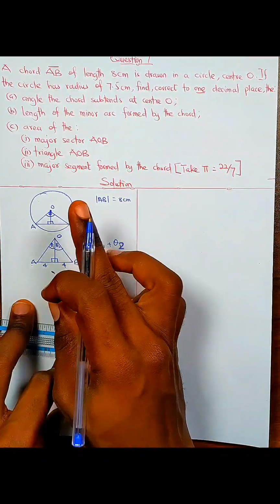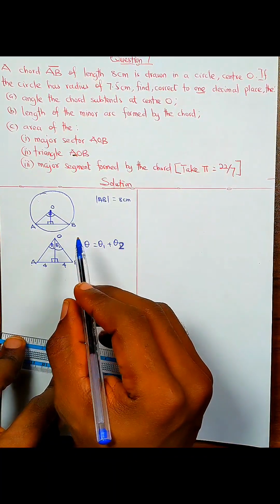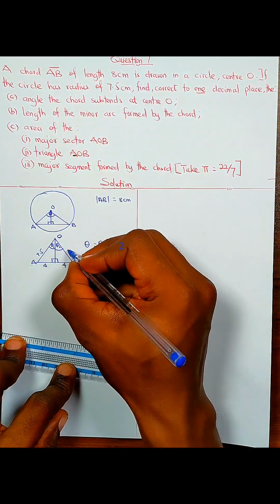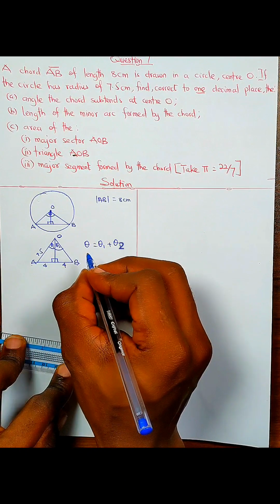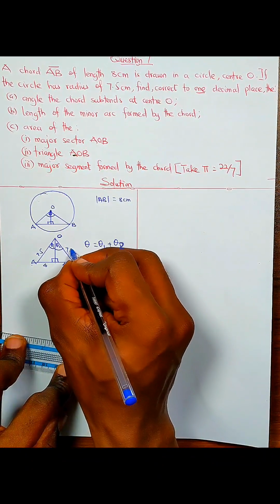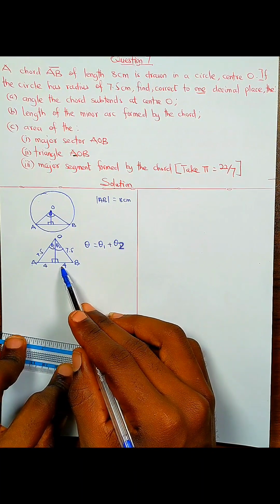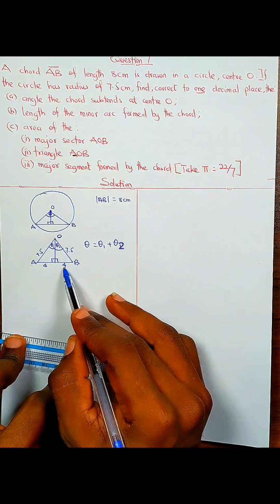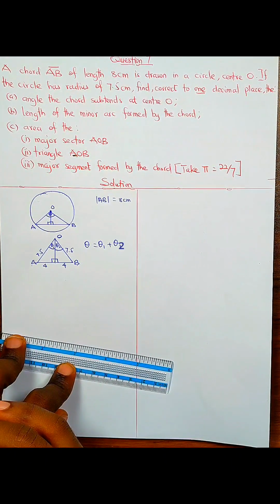So looking at this, we have a right-angle triangle. The radius from the center to any part of the circumference is given in the question as 7.5. So this is an isosceles triangle, and this is 7.5, this is 4. Can we not find theta using the trigonometric ratios?